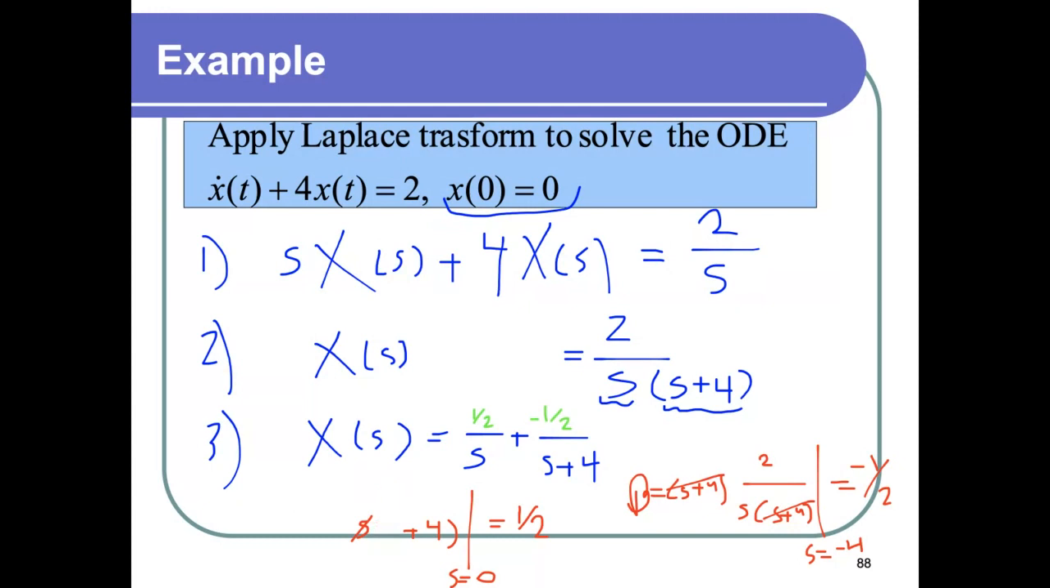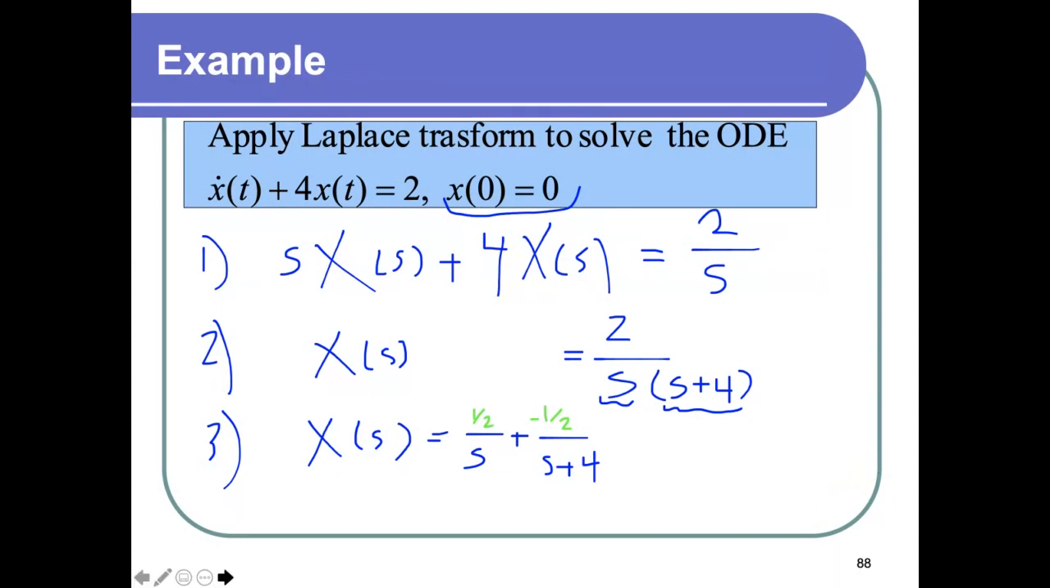So now for the fourth step, what was the fourth step? Is to use the inverse Laplace transform. So can somebody help me get the inverse Laplace transform for this part? So what is x of t in this case? We have half, just a constant. What is the inverse Laplace transform of this guy? 1 over s.